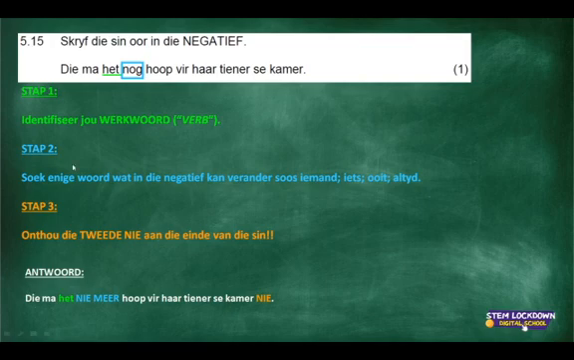Okay, now in this case we've got nog. Please look out for the word al as well, because al is also a word that changes and you often forget to change it when answering these questions. Dan stap 3, onthou die tweede nie aan die einde van die sin. Remember the second nie at the end of the sentence. So ons antwoord, die ma het nie meer, because nog changes to nie meer, hoop vir haar tiener se kamer nie. You have to remember the second nie.